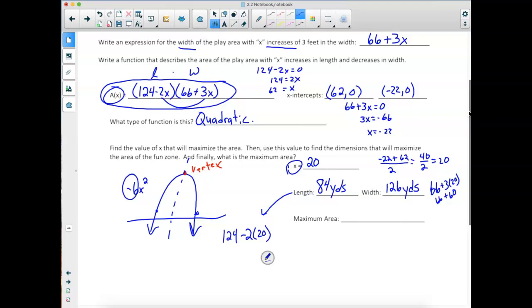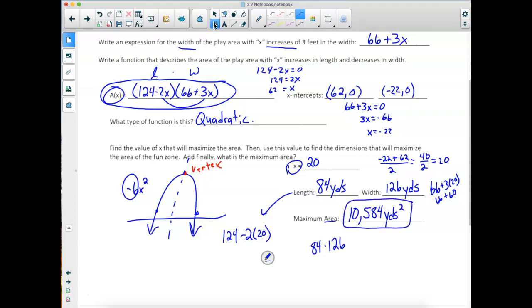If we're going to find the maximum area, we're going to take length times width. What's 84 times 126? Okay, 10,584 yards. Whoa, my hand got ahead of my brain. 10,584 square yards, because it's area.